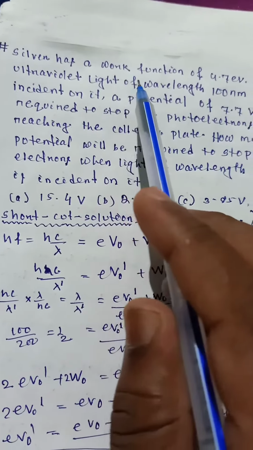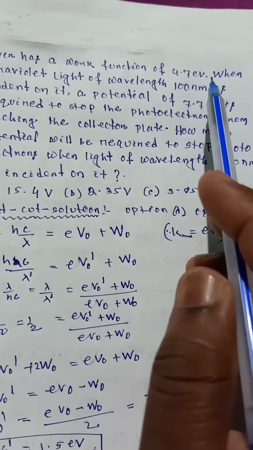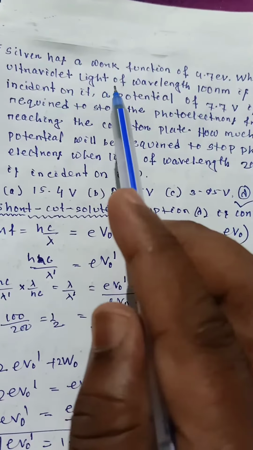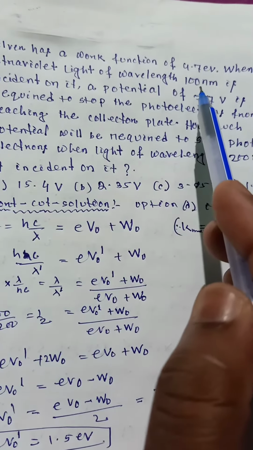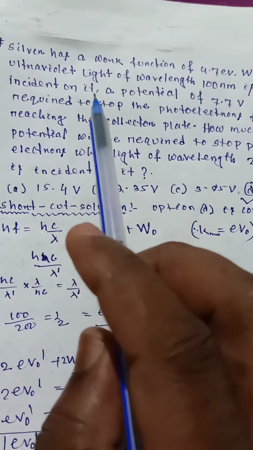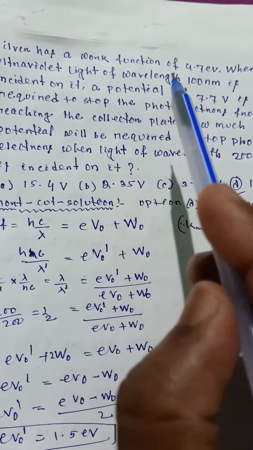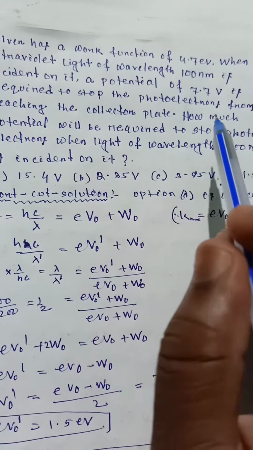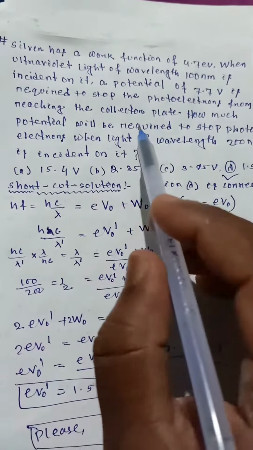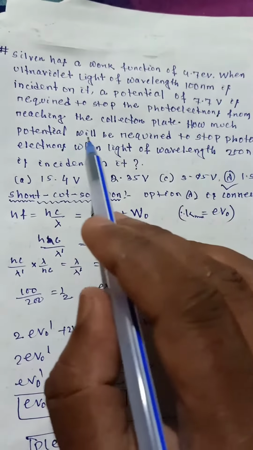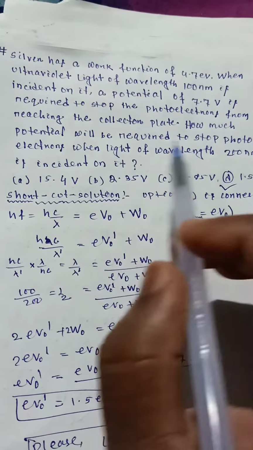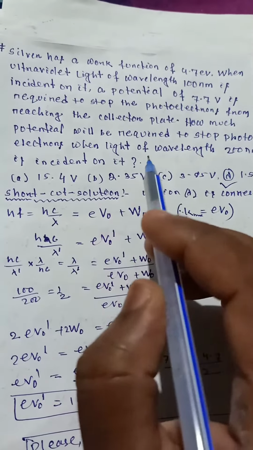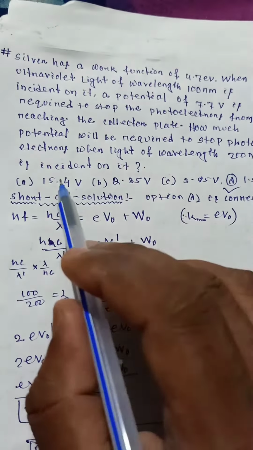Silver has a work function of 4.7 electron volt. When ultraviolet light of wavelength 100 nanometer is incident on it, a potential of 7.7 volt is required to stop the photoelectrons from reaching the collector plate. How much potential will be required to stop photoelectrons when light of wavelength 200 nanometer is incident on it?